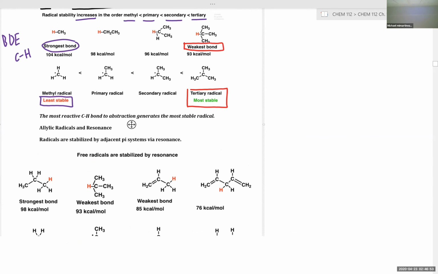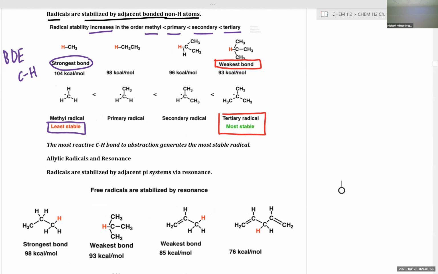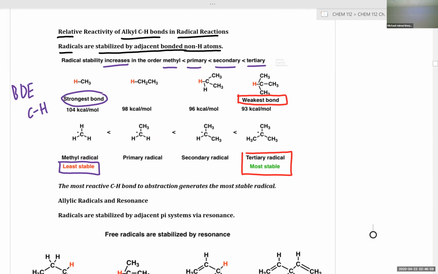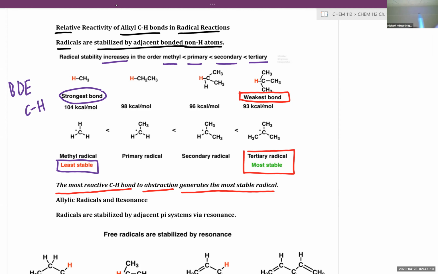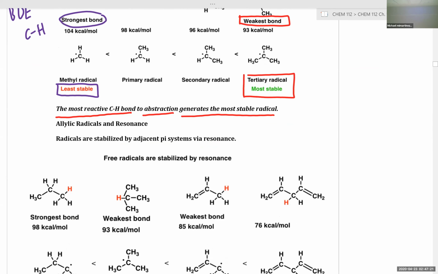So one thing that we can take away from our radical stability discussion is that the most reactive carbon-hydrogen bond to abstraction generates the most stable radical. This is something that we can see just experimentally. Now, we can also look at other types of radicals, such as allylic radicals. So these radicals, or radicals in general, can be stabilized by adjacent pi systems via resonance.